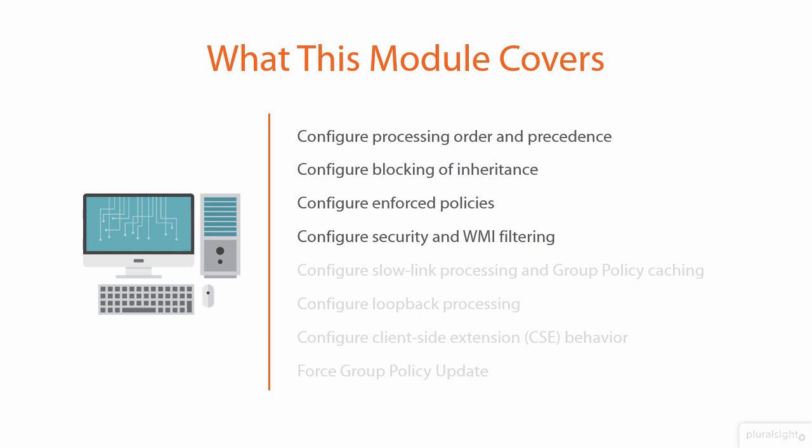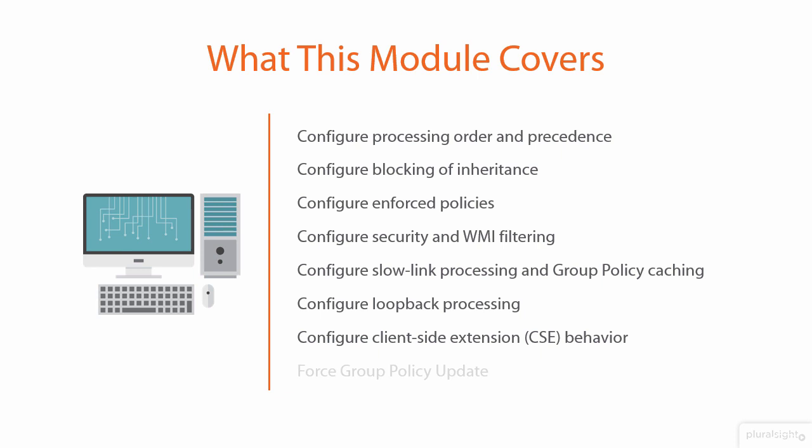Once we complete that, we actually have 3 additional topics here on slow link processing, group policy caching, loopback processing, and CSE behavior that we need to explore as well. These 3 are effectively just a series of group policy settings themselves, that configure group policy. For these 3, we'll take a look at a series of group policy settings that identify when a slow link has been detected, so maybe that user is on the other end of the internet, and if so, what are they supposed to do? How are they supposed to process group policy, perhaps without having to drag all of those group policy settings over that latent network connection?